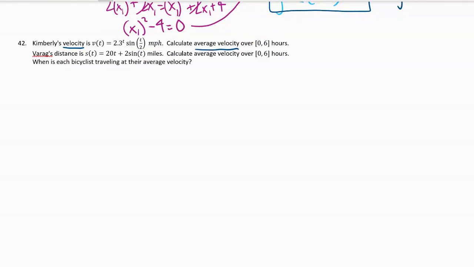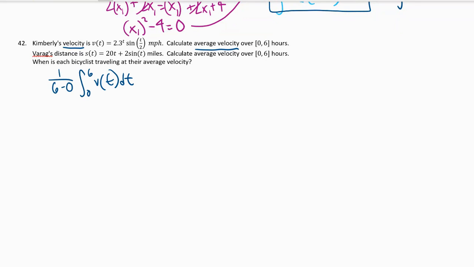We're not calculating the average rate of change of velocity. We're just calculating the average of the thing I was given. If you're calculating the average of the thing you are given, that's going to be 1 over b minus a times the integral from a to b of your function. Okay, so that's going to be my average velocity.